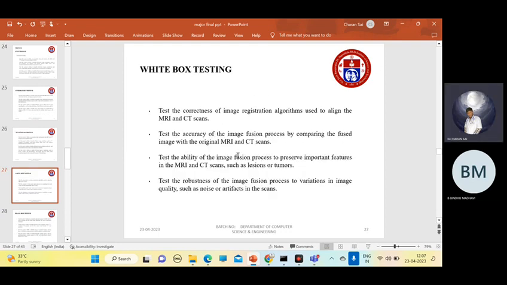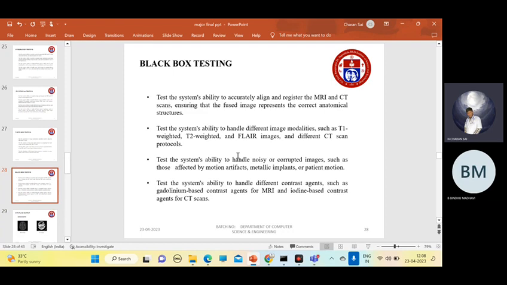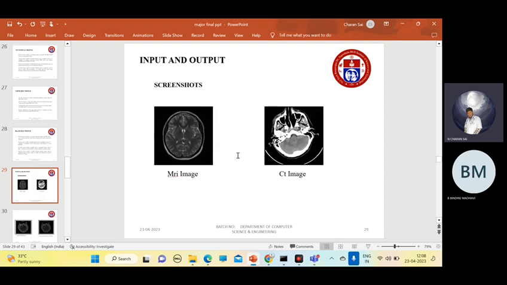White box testing. There is nothing in white box testing. This tests the image fusion process to preserve important features in the MRI and CT scans, such as regions of tumors and brain tumors. And black box testing tests the system's ability to handle noisy and corrupted images, such as those affected by motion, air traps, and metallic implants or patient motion. Test the system's ability to handle different contrast agents, such as gadolinium-based contrast agent in MRI and iodine-based contrast agent in CT scans. And this is our input MRI image and CT image.